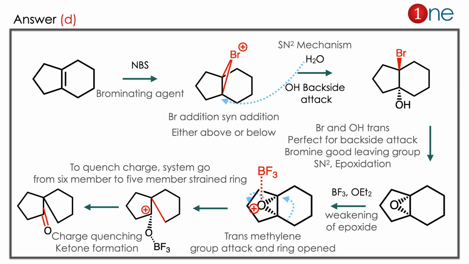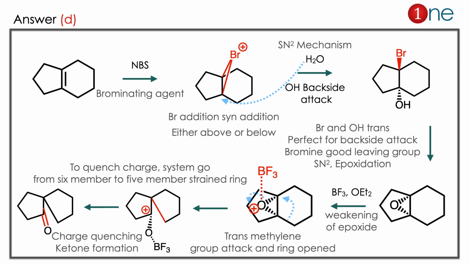The starting material is the fused system, and you are using N-bromosuccinimide. N-bromosuccinimide is a brominating agent, it supplies the bromine. Bromine attacks the double bond and forms the bridged bromonium. Here the bromine addition is syn addition, meaning both bromines are on the same side. It can be either above or below. Here it's shown as above for convenience.